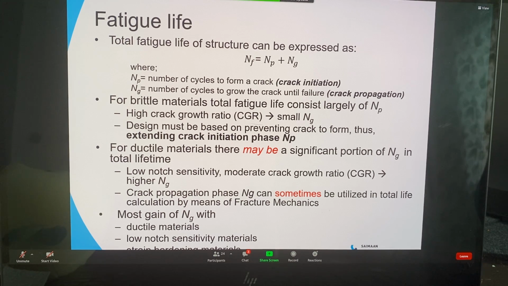That is usually done for components that are really weight critical. For example, these aircraft components are usually designed in a way that they also have some safety, even though there would be some crack. So you can gain the most from this crack propagation phase with ductile materials, low notch sensitivity, and strain hardening materials.